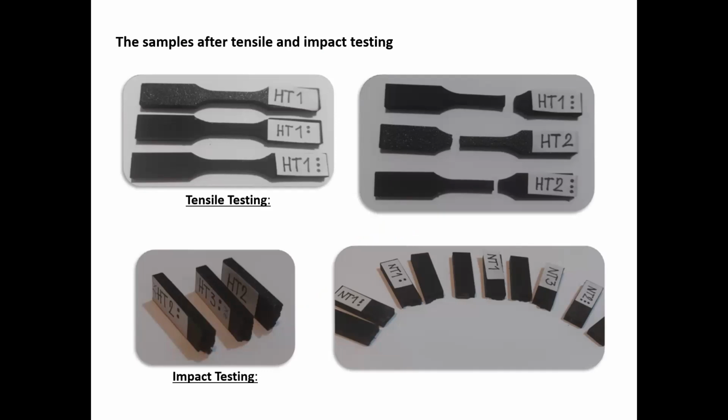And these are the samples before and after the impact test, and for the tensile test and the impact test. On this picture, upper right, you have a brittle fatigue, and this is the connection with the table where the values of the Young's modulus of elasticity are so high.